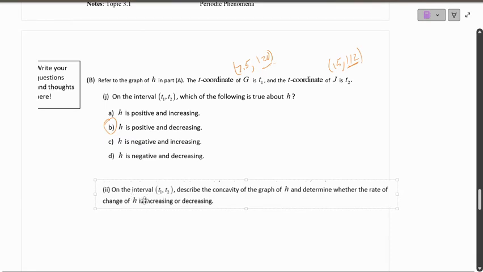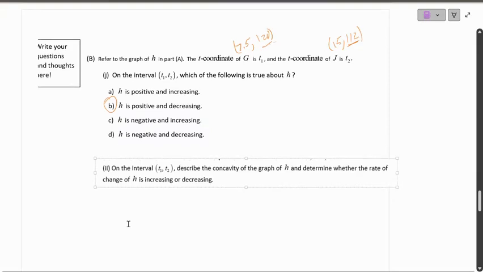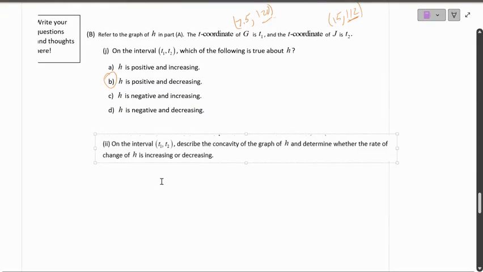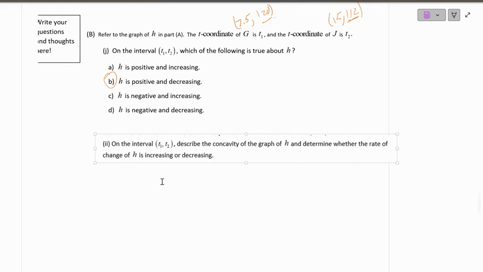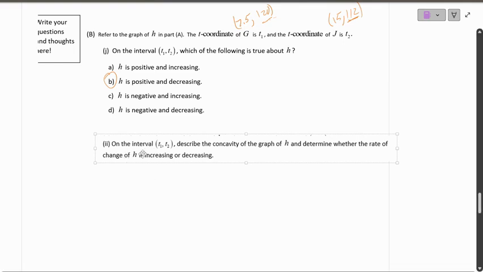And this is how the AP test has been updated. So it is on the interval T1 to T2, describe the concavity of the graph of H and determine whether the rate of change of H is increasing or decreasing. So the way you should answer this type of question, and it's going to be worded the same way every single time, is use the question to write your answer.